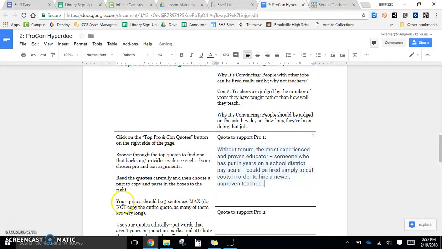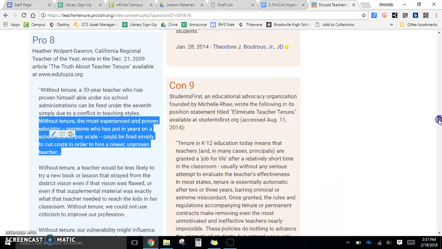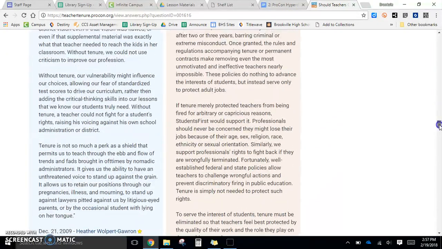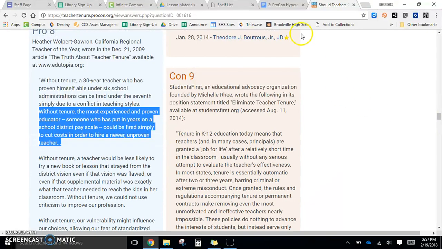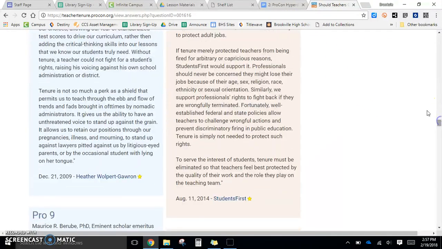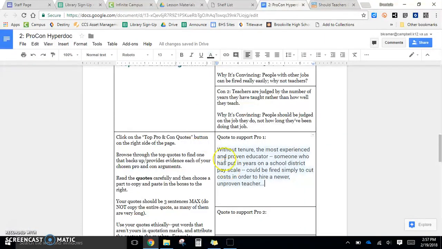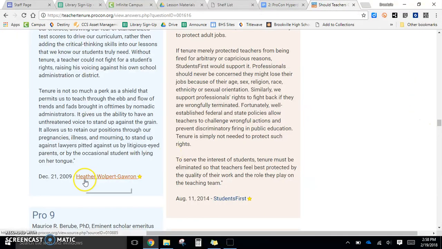I am not going to paste more than 3 sentences. Look how long this total quote is. From top to bottom, that is long. I'm just picking a little piece of it, but I'm going to use my quote ethically and correctly, which means I'm going to put it in quotation marks to show that they are not my words. And at the end, I'm going to put who actually said it. So this is by Heather Wolpert-Gallren.